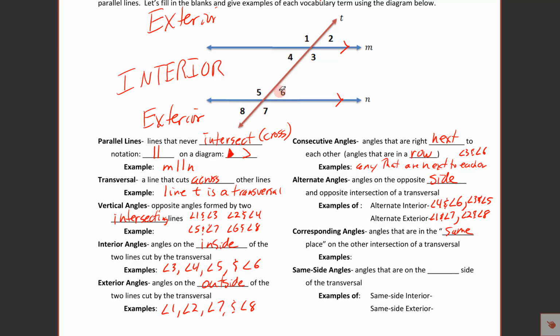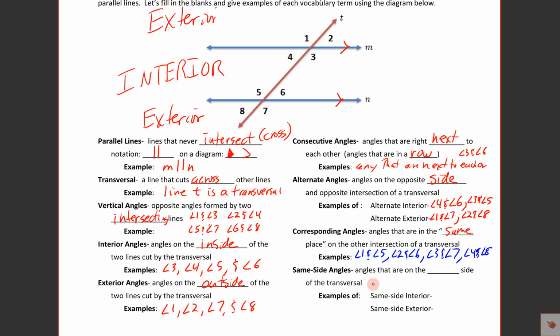So let me write down the corresponding pairs of angles. The one that corresponds with angle 1 would be angle 5 because it's in the same place on the intersection, big comma. With angle 2 would be in the same place as angle 6. So this is angle 6. Angle 3, think about where angle 3 would be corresponding. It's in the same place in the intersection as angle 7. And then angle 4, of course, has to be with angle 8.